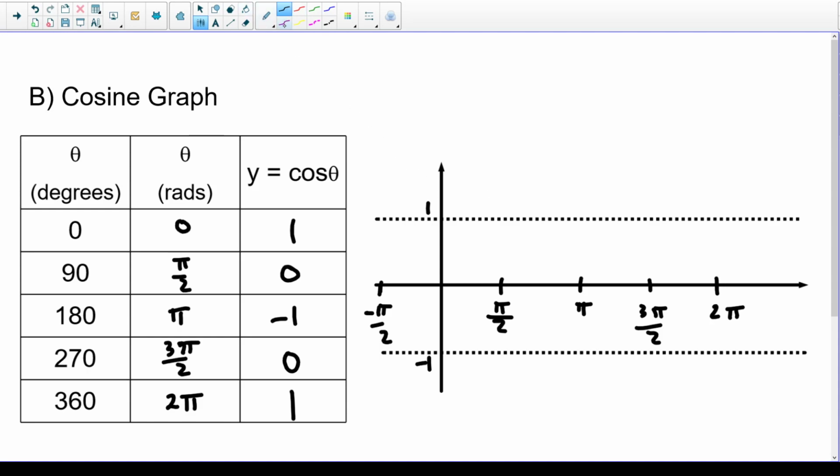And then I'll plot the points. So 0, 1 is my starting point, and then 90, 0, or pi over 2, 0, pi, -1, 3 pi over 2, 0, 2 pi, 1. Once again, at the top and at the bottom, I'm going to draw my little hills here. Nice little curve. And then I'll connect those lines through the roots of the equation, and there is my cosine graph.